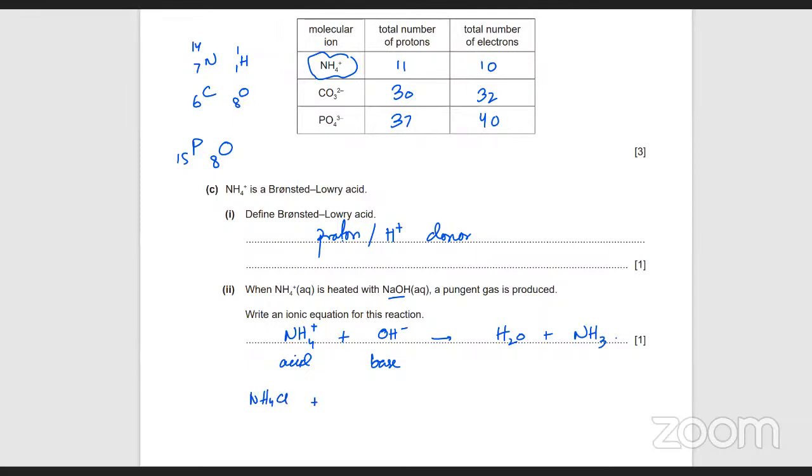Take ammonium chloride, it will react with NaOH. The OH will accept H+1 and form water. The NH4 will lose H+1 and turn into ammonia. And what is left behind is the salt, that's Na and Cl. So the above is your ionic equation.